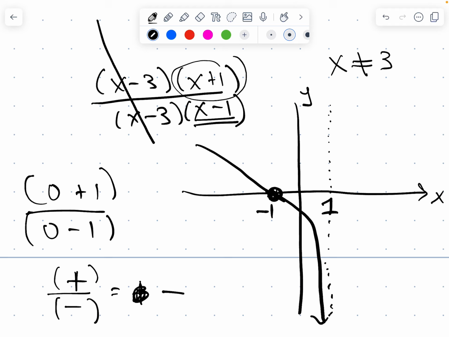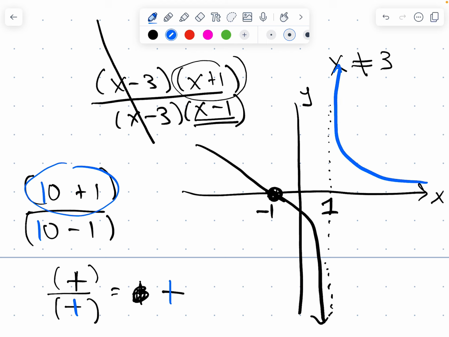Now let's pick a number to the right of 1. Let's pick 10. If I do 10, then 10 plus 1 is 11, which is positive. 10 minus 1 is 9, which is positive. Positive over positive is positive. So on this side, it's positive. So it's going to go up the asymptote like that.